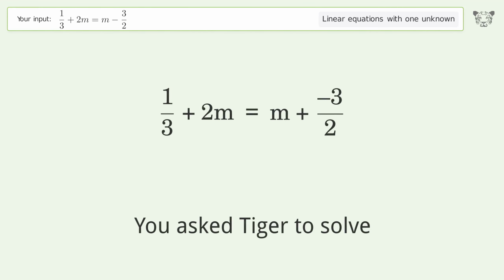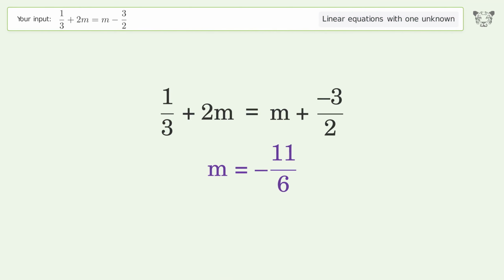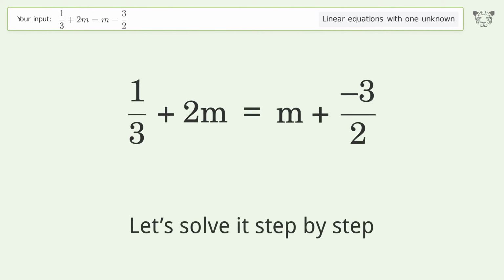You ask Tiger to solve. This deals with linear equations with one unknown. The final result is m equals -11/6. Let's solve it step by step.